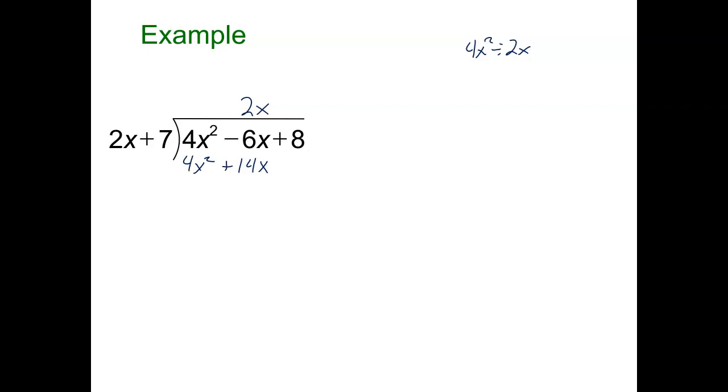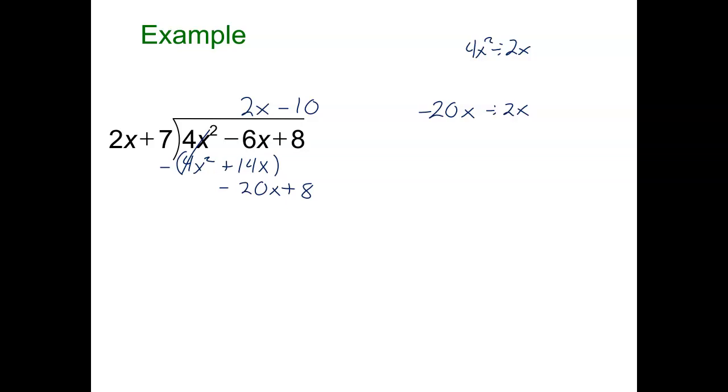Step 3. Good. 4x minus 4x. Negative 6 minus 14. Negative 20. Step 4. Bring down. And then we repeat. Step 1 again. Gives me what? Negative 10. Okay? Step 2 again.